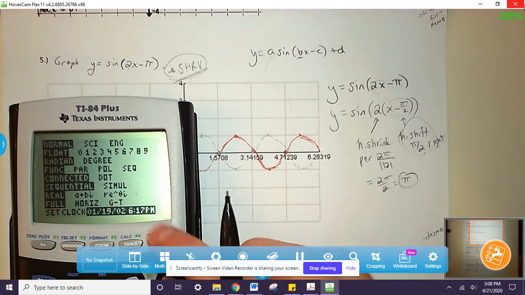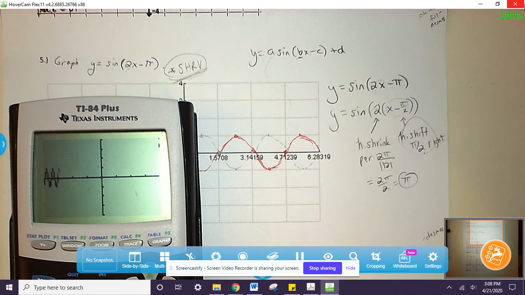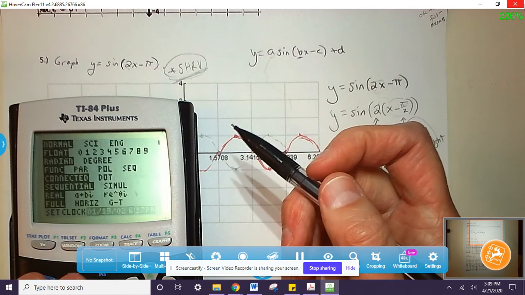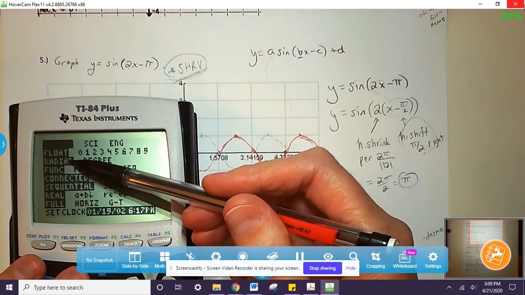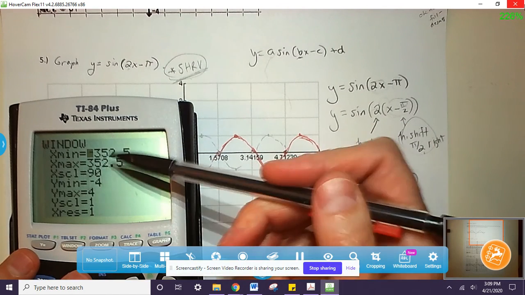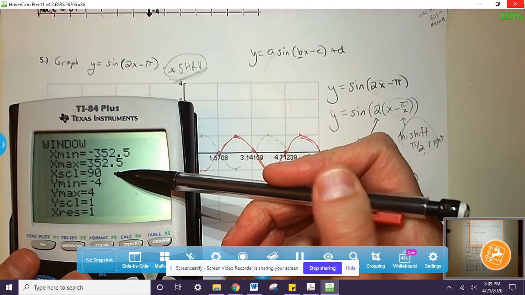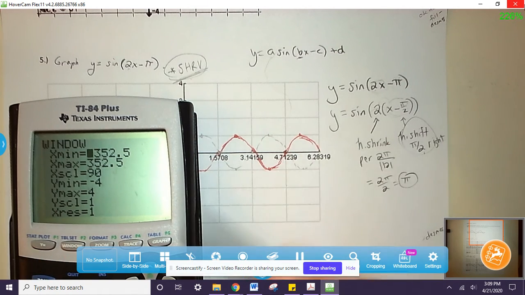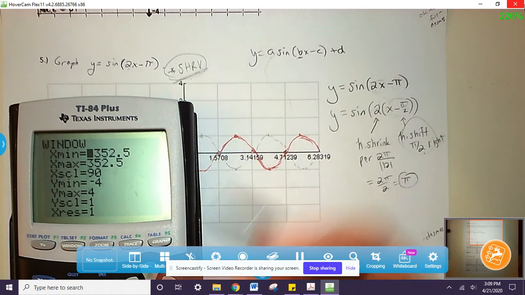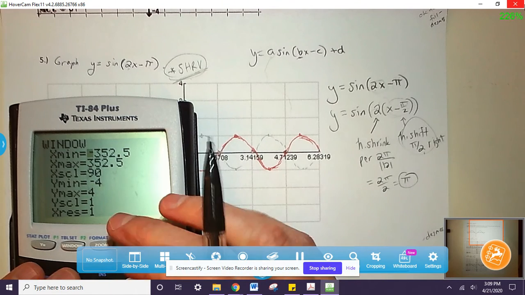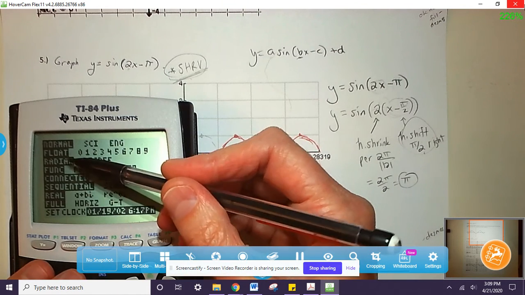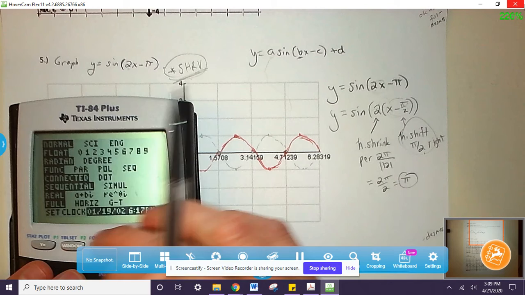Ready? That doesn't look right, does it? Because what's happening here is we have a disagreement of the mode and the window again, because my mode is set to radians, but my window is still set to degrees. So again, anybody in physics, this won't happen to you a lot, but you just want to be aware of it.